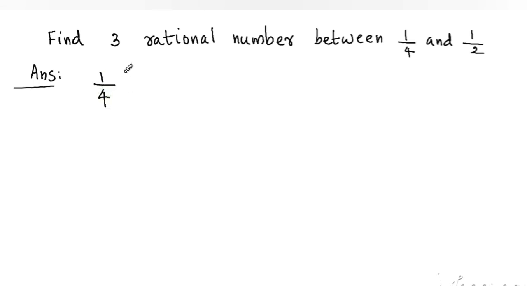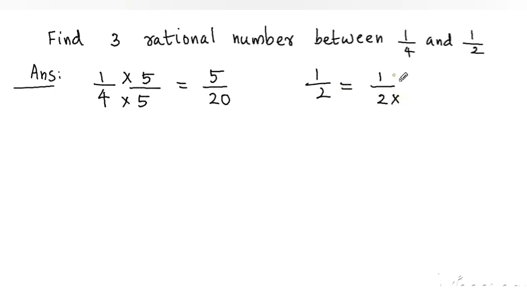You can take any common multiple of 4 and 2. So I am going to write 1 by 4 and 1 by 2 with denominator 20. I have to multiply 1 by 4 by 5, so you will obtain 5 by 20. 1 by 4 is the same as 5 by 20. Then multiply 1 by 2 by 10, multiply the numerator and denominator, so you will obtain 10 by 20.